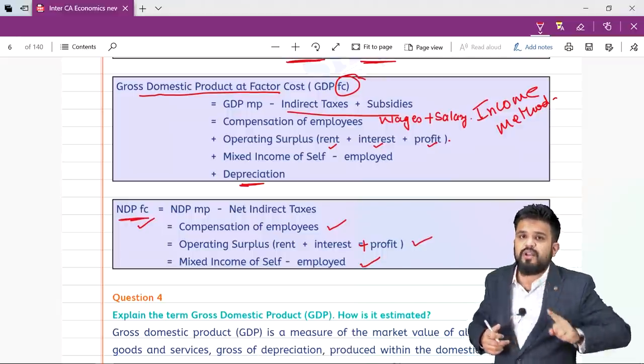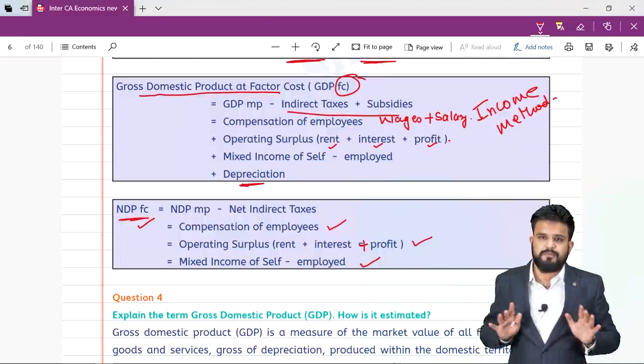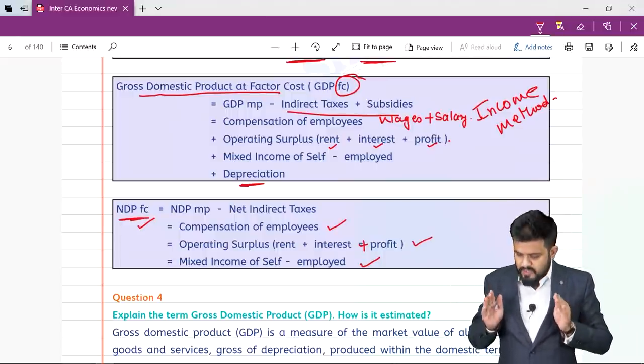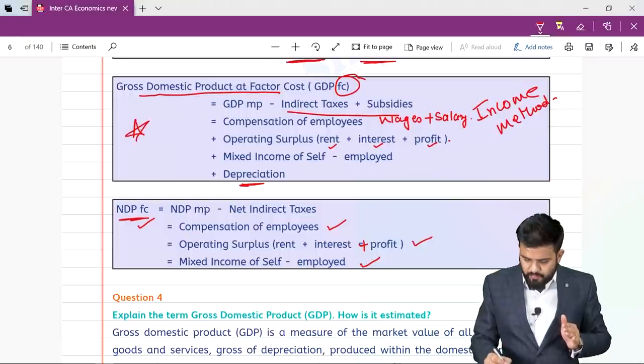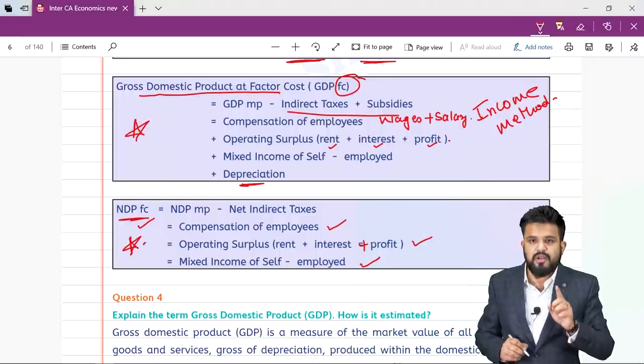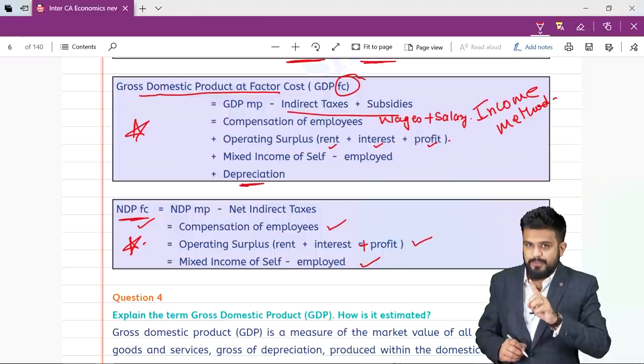That time only you will touch them, otherwise no. So please remember these two formulas, the ones I have put a star mark on. They are very important based on the income method.